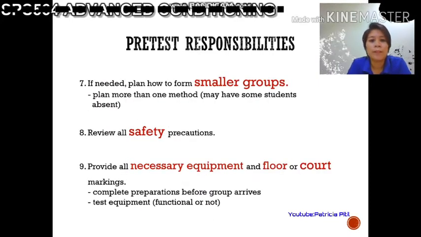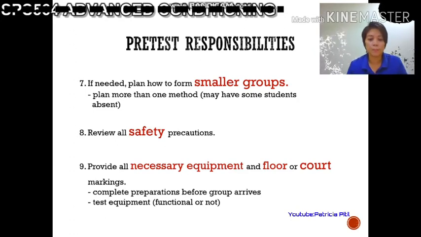Okay, and then other pre-test responsibility is plan to form smaller groups. If the participants are more than a number that you can handle, you can always split it. Okay, plan before the actual test. As example, you have 2 testers, your group is 30, so plan to have 15 and 15, easy, so that you as a tester will cater to 15 and your friend 15. That's why you have to be very well prepared.